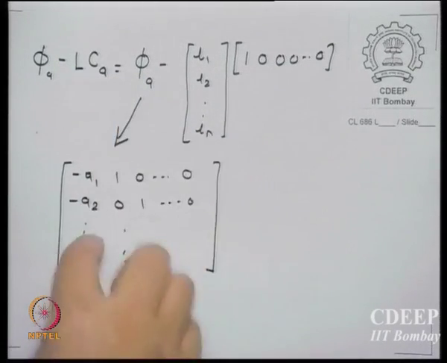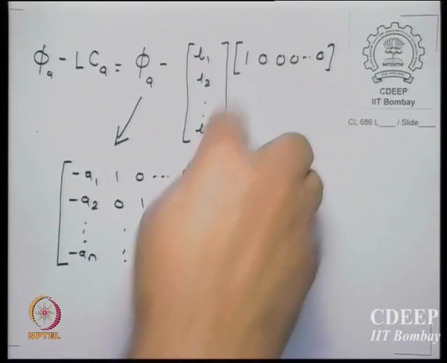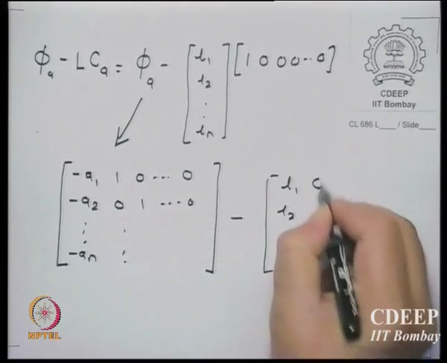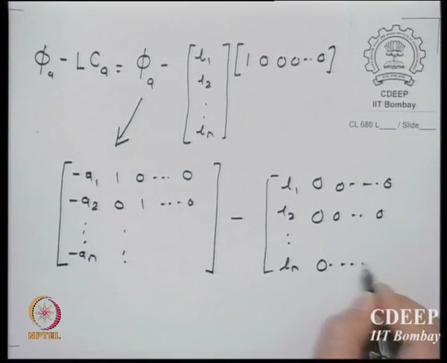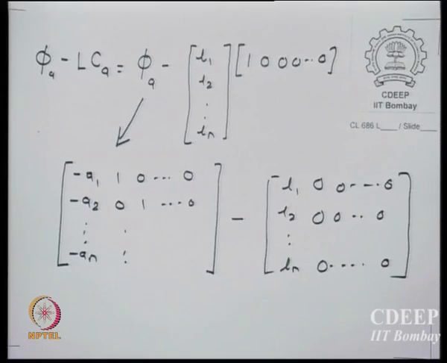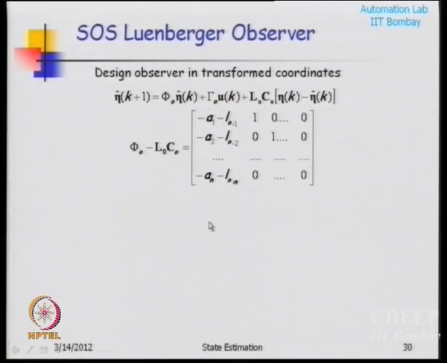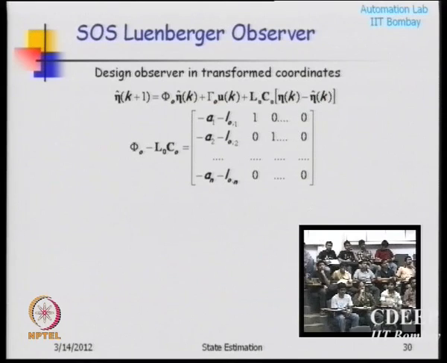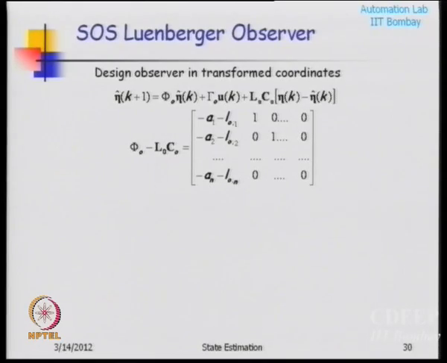So now when I subtract this from this, see, what is multiplication of this? What will you get? This will be just L1, L2, LN, 0, 0, 0, 0. It's a special form, and that's why you get this in the transform domain. Now what is the advantage? Can you tell me from here? What does the column signify? What is the column in observable canonical form? Coefficients of the characteristic equation. Of which characteristic equation?